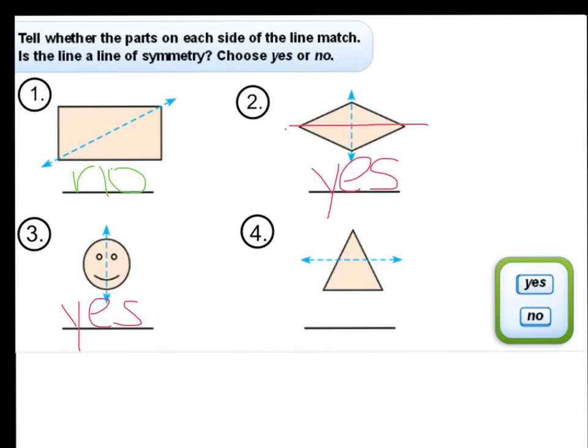Now, for number 4, if you wrote the correct answer is no, you are also correct. Now, if you look at this triangle, you would see that this does have a line of symmetry, but it's not where the blue line is at. The line of symmetry is actually right down the middle vertically. So for number 1, you should have said no, number 2 should be yes, number 3 should be yes, and number 4 should be no.